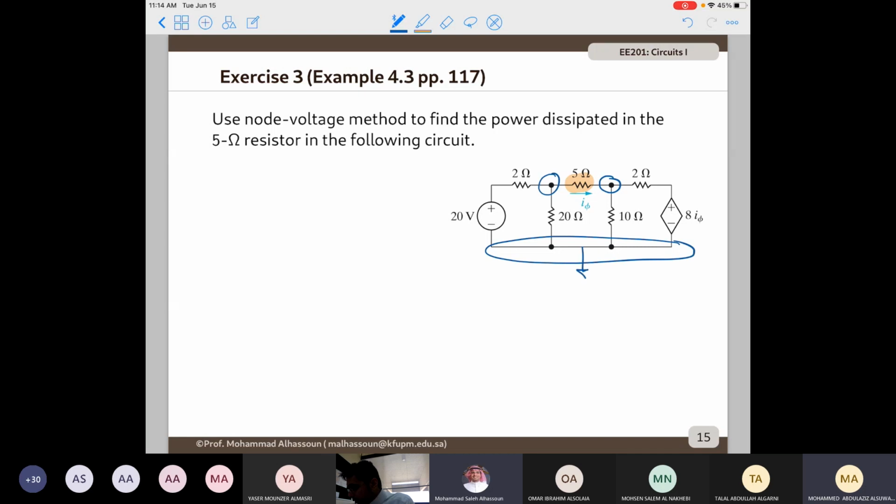So I'm going to choose this one as the reference one. I have V1 and V2. So NE is 3, so it means that I have to use two equations. Okay, Munir, can you give me the first node equation?